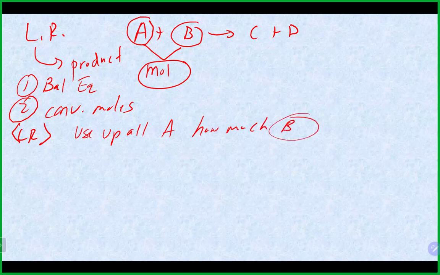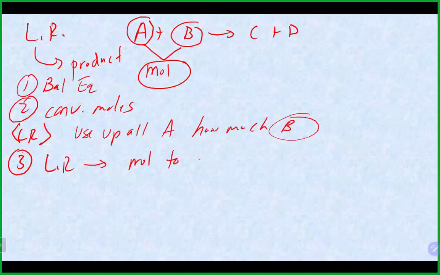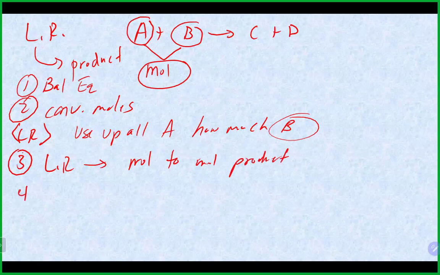Once you figure out how much B you would need based on that stoichiometry problem, you would look at how much you're starting with. If you do have enough of B, then that's the excess reagent. If you do not have enough of B, then it is the limiting reagent. At that point, once you determine the limiting reagent, you're just going to continue on with the calculations using the limiting reagent to do your mole to mole relationship to your product, and then your moles to some other unit.